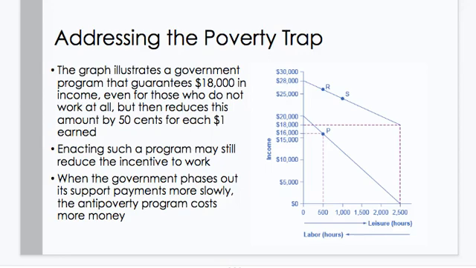Addressing the poverty trap. The graph illustrates a government program that guarantees $18,000 in income, even for those who do not work at all, but then reduces this amount by 50 cents for each $1 earned. Enacting such a program may still reduce the incentive to work. When the government phases out its support payments more slowly, the anti-poverty program costs more money.